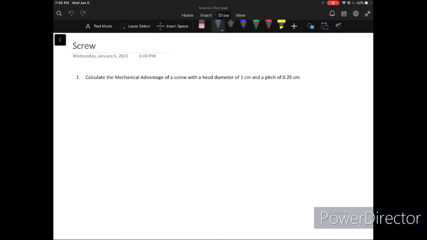Now, assuming the head diameter is directly proportional to the size of the screwdriver that would fit inside of that head, we know that ideal mechanical advantage is going to be equal to 2 pi r, the radius of our effort arm, or in this case, the radius of the head diameter, over the pitch. Now we can also substitute this equation to be diameter times pi over the pitch.